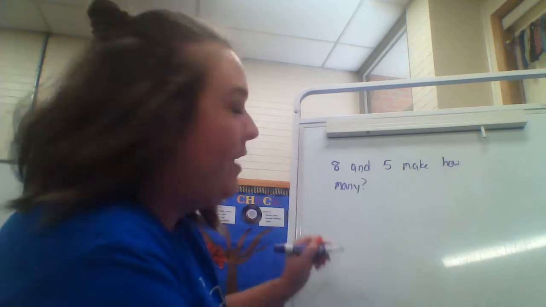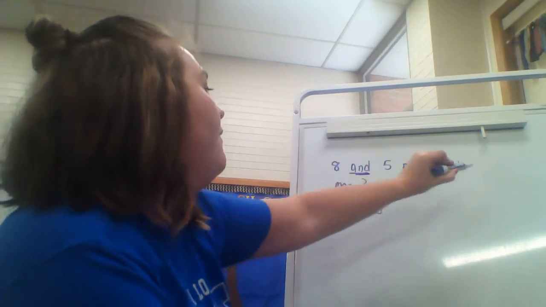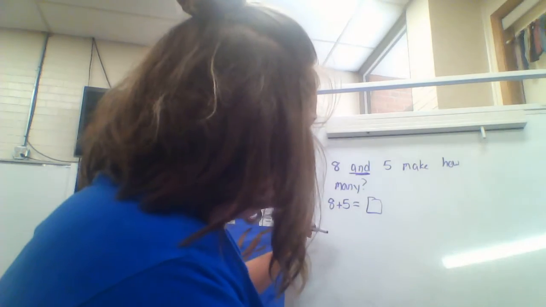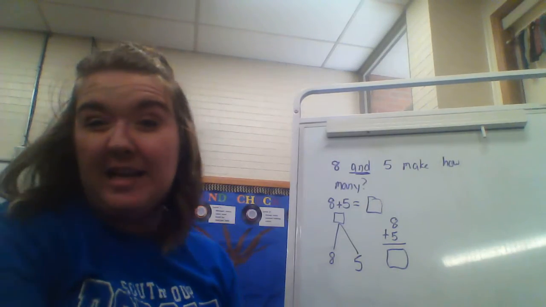We know that one way to write this would be the horizontal way. 8 plus 5 equals box, because we have 8 and 5, so we know it's going to be a plus. 8 and 5 make how many? So we're looking for our total, okay? So we could write it vertically. We could make a math mountain. Or we could write it vertically. Okay? Like I said, easy peasy lemon squeezy.